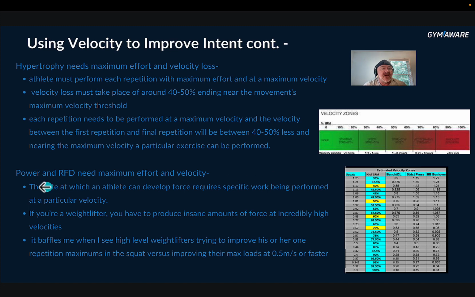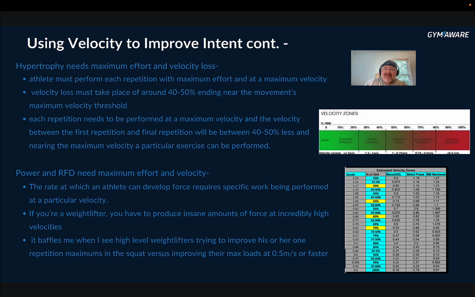So power and rate of force development need maximum effort and velocity. So maximum velocity, that is. The rate at which an athlete can develop force requires specific work being performed at a particular velocity. So if you're a weightlifter, you have to produce insane amounts of force at incredibly high velocities. That's why, guys, it baffles me when I see high-level weightlifters trying to improve their one repetition max in the squat, for example, versus improving their maximum loads at 0.5 or faster.